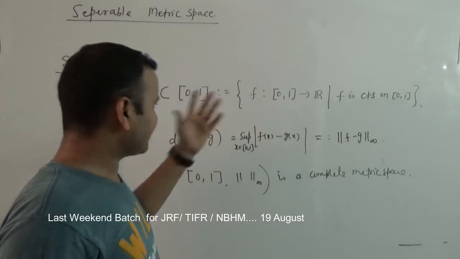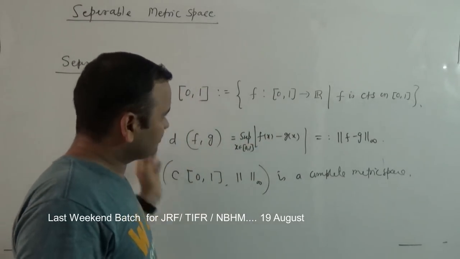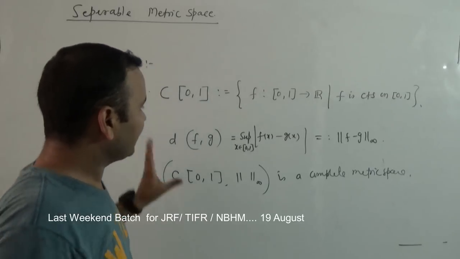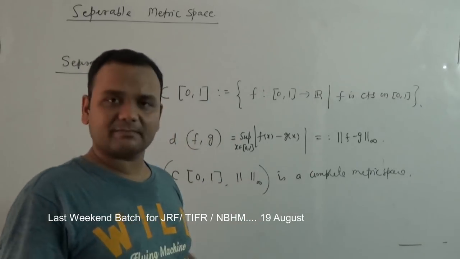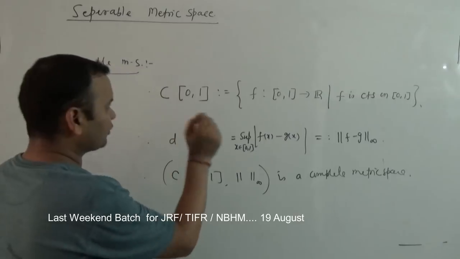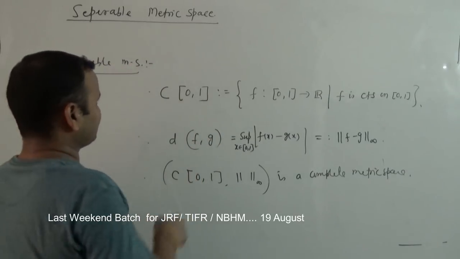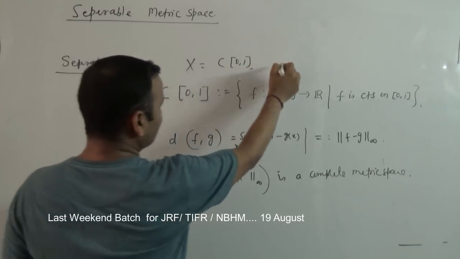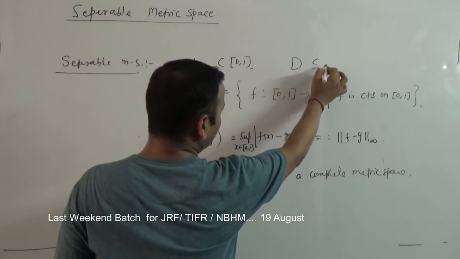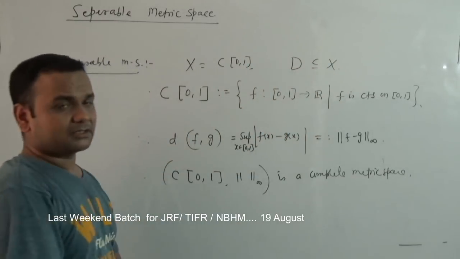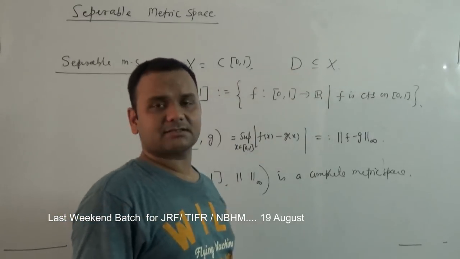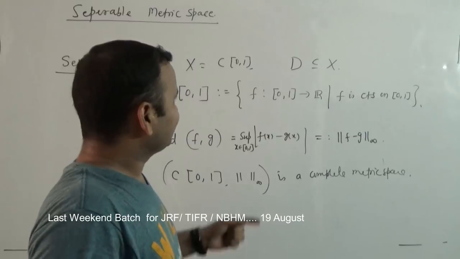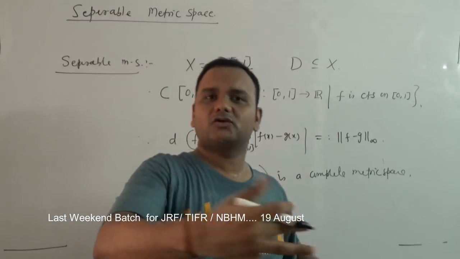So with respect to the supremum, if this is our function, then this is going to be a metric on this set. And with respect to this metric, this is a complete metric space. Fine. Now, can you give me, so this is your X. So X is here, C[0,1]. What is our goal? To find a countable subset. We have to find a countable dense subset of X. Do we have a countable subset of X? Of course, see, this is nothing but a real valued function.